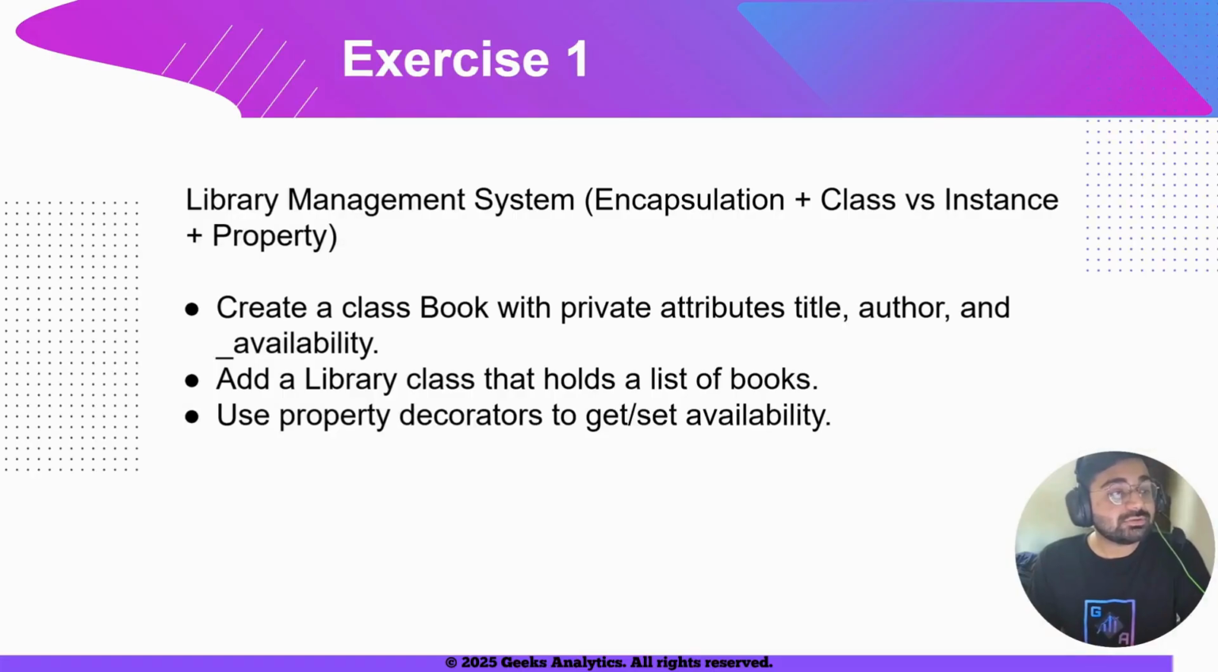So our first exercise would be a library management system, which emphasizes encapsulation, class versus instance variables. Sorry, I meant class and instance variables plus the various properties. So the idea is to create a class Book with private attributes like title, author, availability, and a Library class that holds a list of books and use property decorators to get or set the availability of books. So this is what we want to achieve. You can pause the video and try it by yourself. Otherwise, I will continue with the solution here.